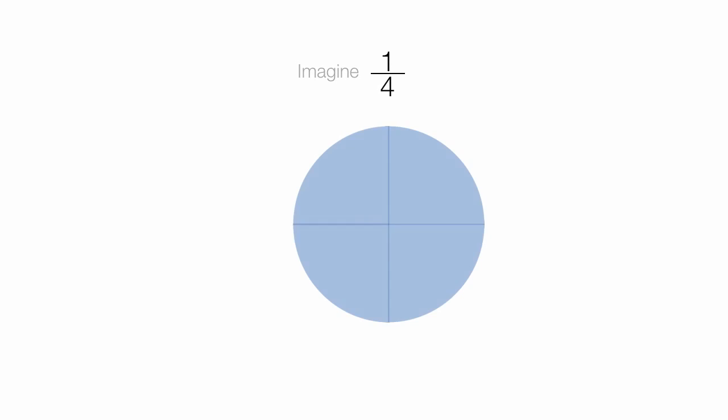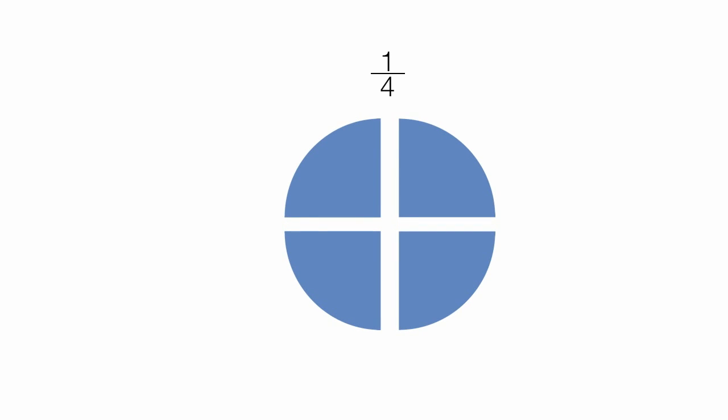So imagine 1/4, one single circle divided into four parts. And when I spread those out, you can begin to see these four parts easily. 1, 2, 3, and 4. That's what the denominator on a fraction means. It means how many parts.